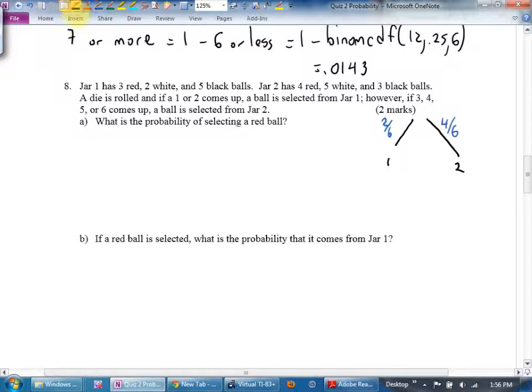Then we have red, white, black. In jar one, it's how many red? 3 out of 8?